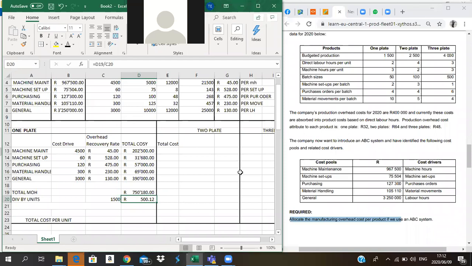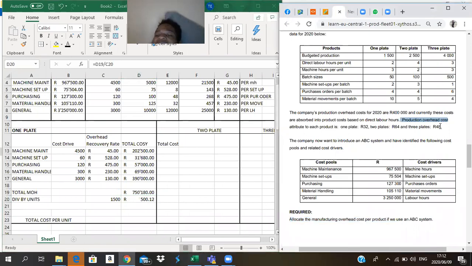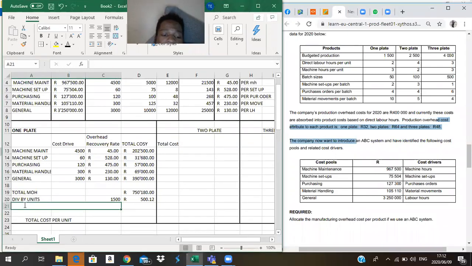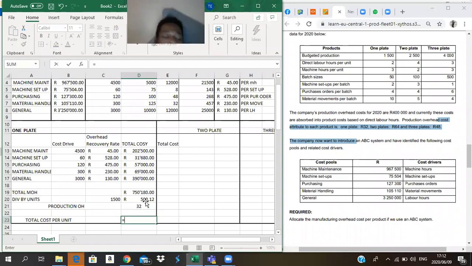Okay. So guys, remember, now here we have another overhead cost, which is the production overhead. They said the production overhead costs attributable to each product: for one plate is 32, for two plate is 64, and for three plate is 48. So already you see this production overhead is allocated to one product. So I can add my production overhead there. My production overhead for one product is 32. Then my total cost per unit: I take the 500, add the 32, and I get 532. This is the cost per unit for one plate. You are done for one plate now.